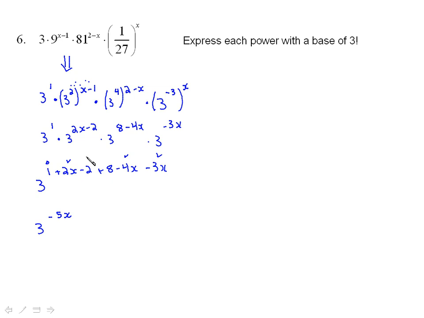And then the numbers, 1 minus 2 is minus 1, plus 8 is plus 7. So getting common bases is something we do a lot of around here.